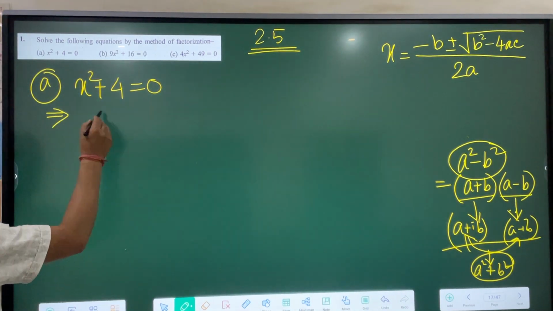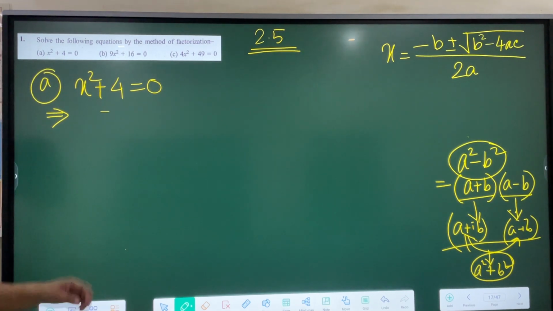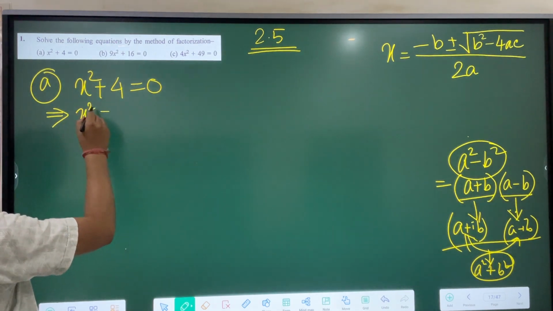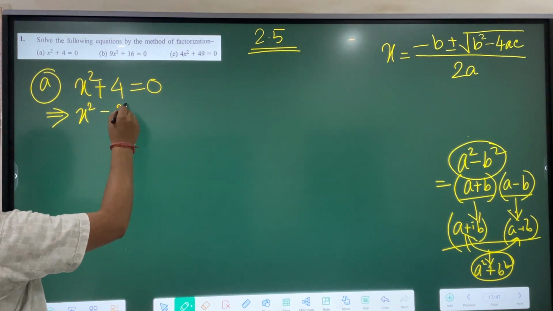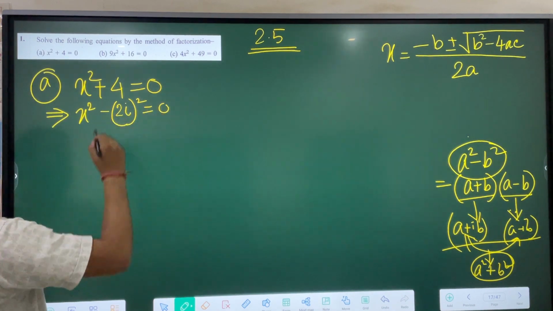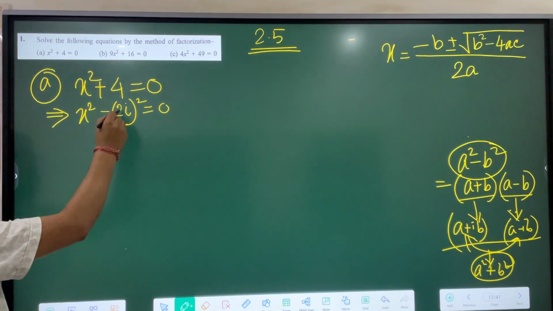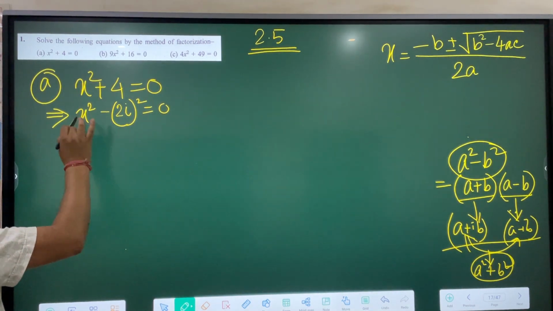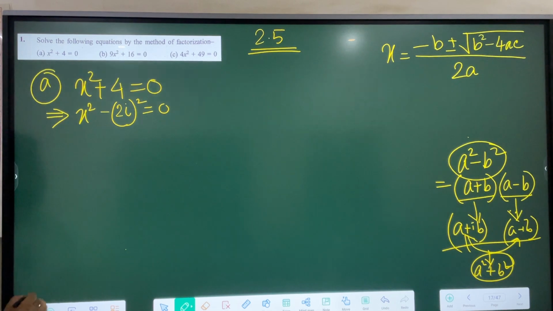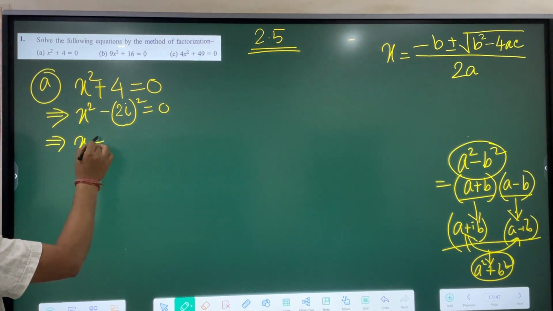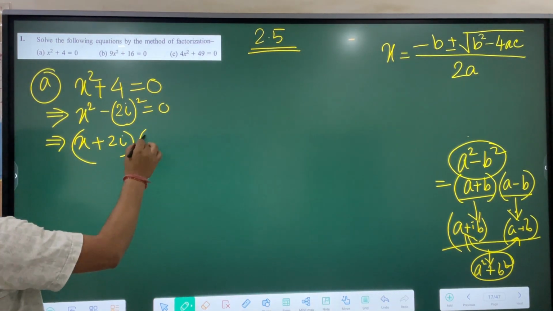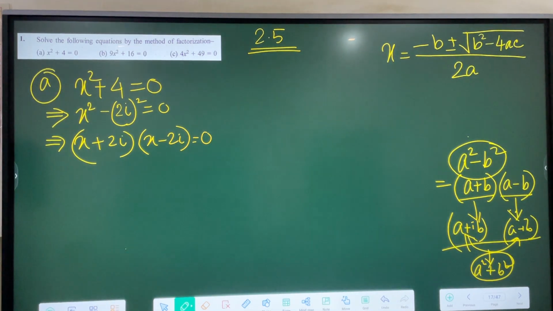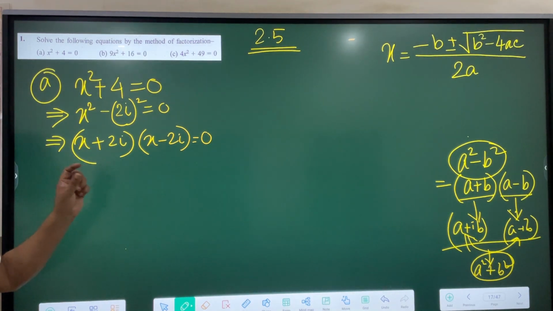So that is why we will try to get a minus sign here, so that we can go for the a square minus b square formula. So let us write x square minus (2i) whole square. I hope you understand. 2 square is 4, i square is minus 1, minus into minus is plus. Very simple. So we have now got a square minus b square. So (a plus b) into (a minus b) equals 0. So factorization is done. Only factorization is done, but we have not solved.